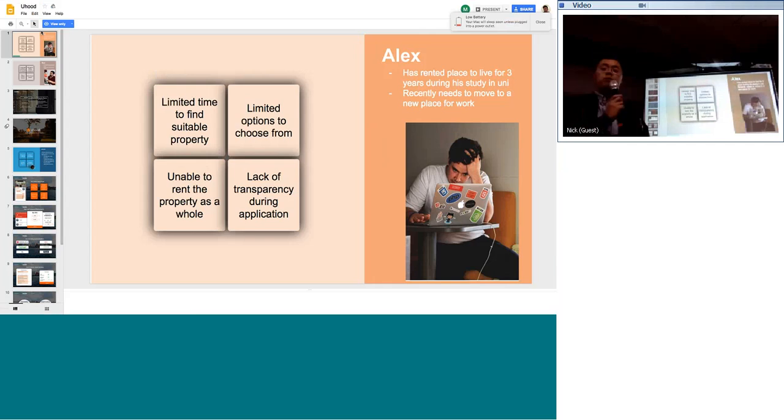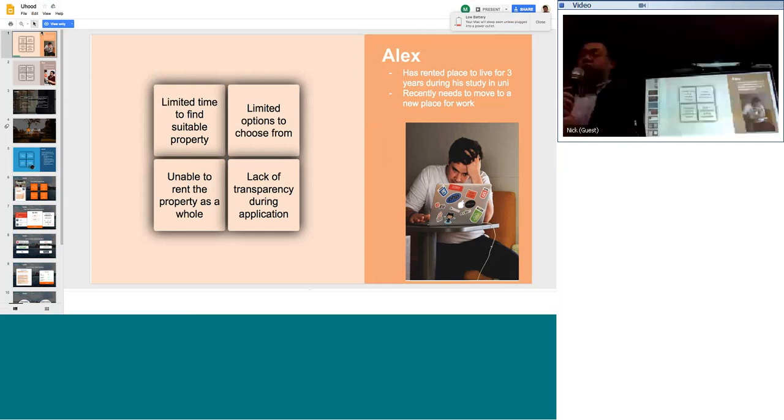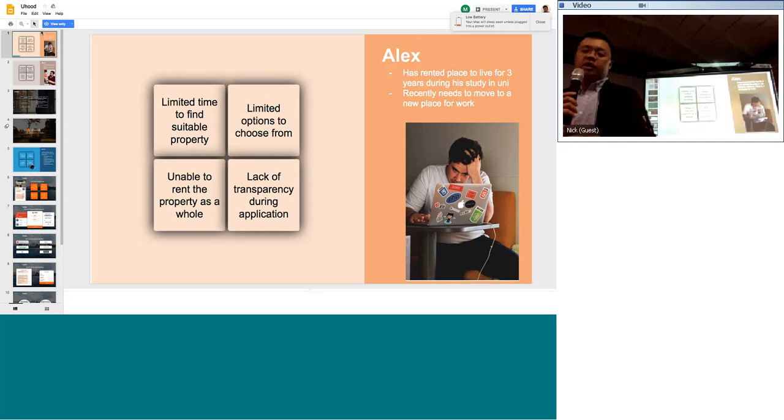There are limited options in the market as well, because there are too many different kinds of platforms to search. He is also unable to rent part of a property, because probably you just need one room out of the whole property. And there's a lack of transparency during the application as well. Sometimes I send my applications, but I don't know what happens next.